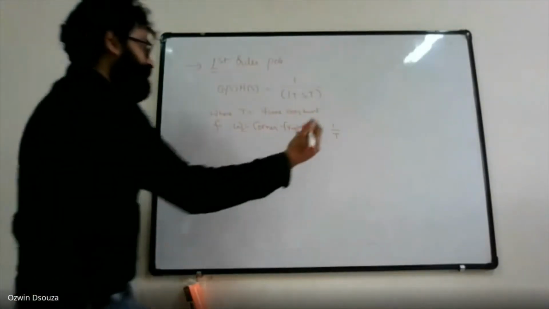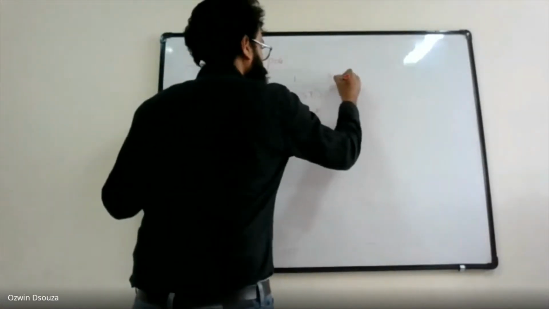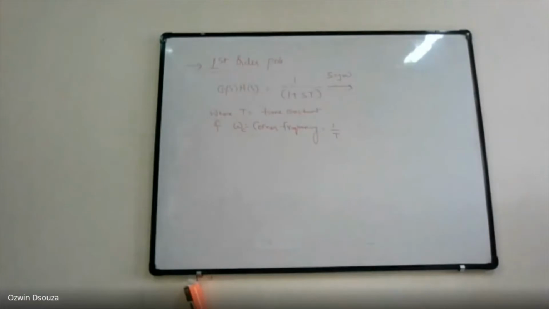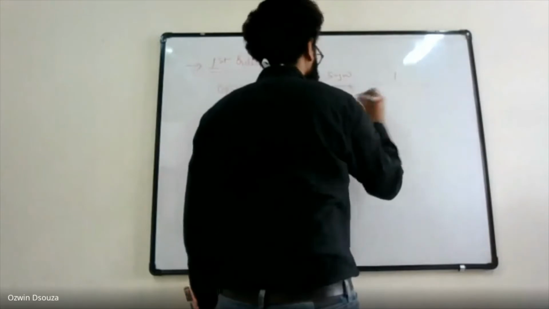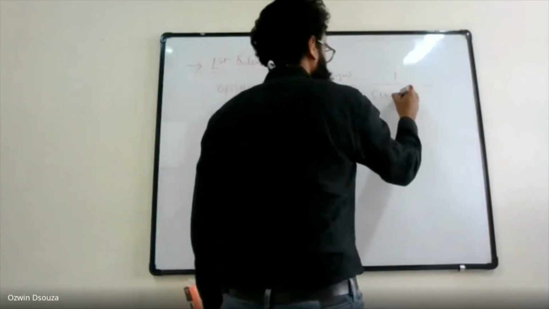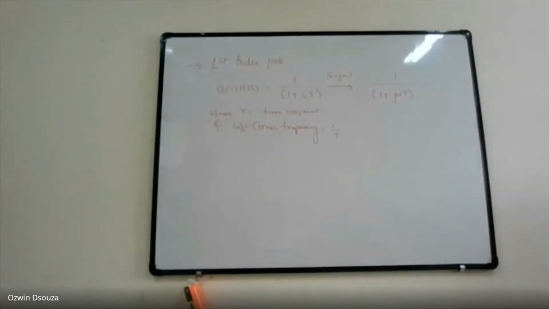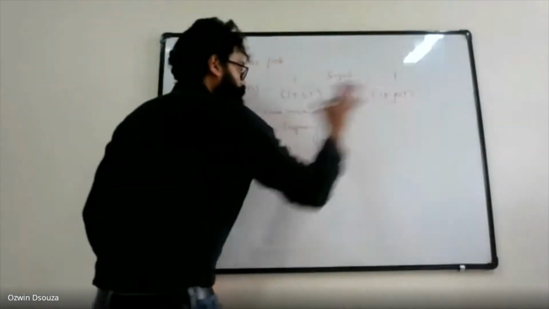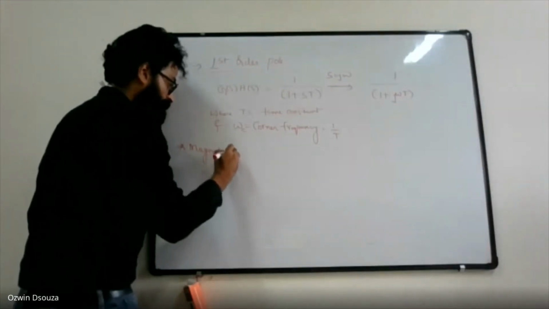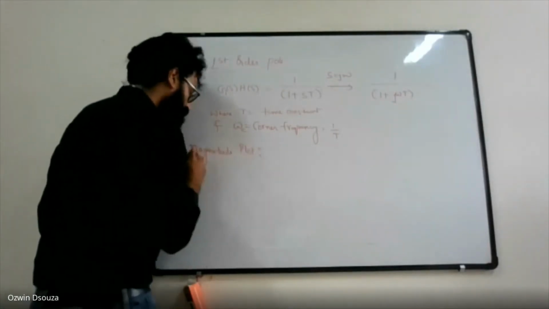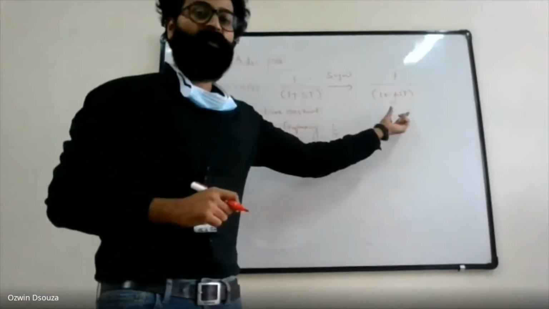All right. And let us also replace s with j omega. So when we replace s with j omega, we will get the form 1 plus j omega T. All right. Fine. So that's our complex number. Now let us find out the magnitude. So next, write the magnitude plot. Now in the magnitude plot, what you should do is find out the magnitude of this particular complex number.